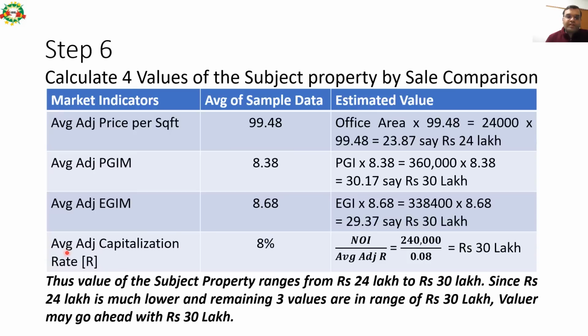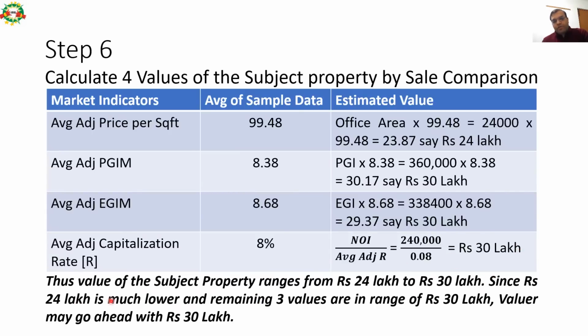The fourth parameter is the average adjusted capitalization rate of the sample property, which we had calculated as 8%. NOI of this property we have calculated in step number 5, which is equal to 2.4 lakhs, and the average adjusted R of sample data is 8%. So if we divide NOI by the average adjusted R, we get a value of the subject property of approximately 30 lakh rupees.